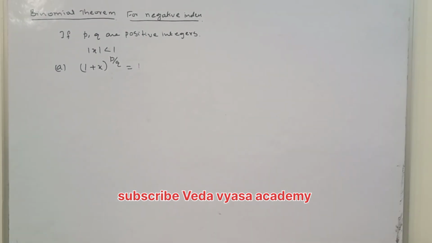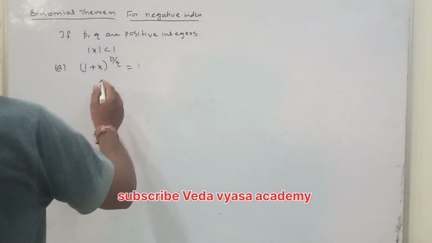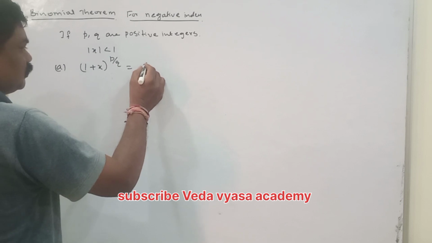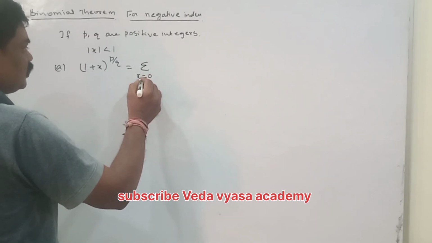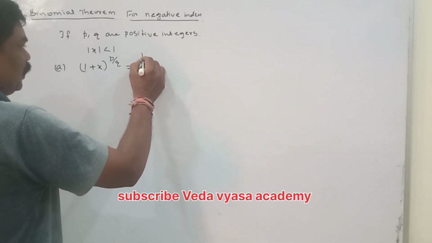Here also we can write (1 + x)^(p/q) as a sum over r equal to 0 to p/q.